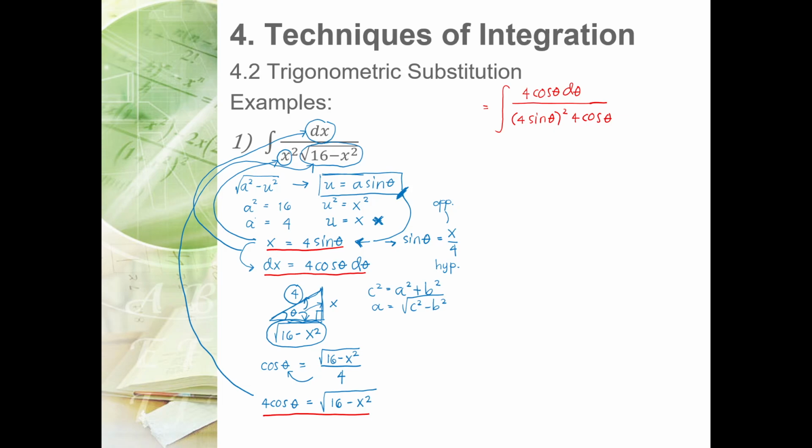Next, of course, we try to simplify it first before integrating the rest of the equation. So canceling out 4 cosine theta, what is left is the integral of d theta all over, so this will be 16, since 4 squared is 16, and then sine squared is sine squared theta.